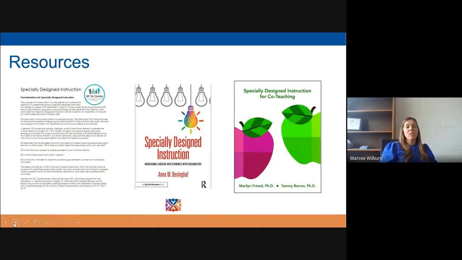All right, so resources that you will have access to. The first one is just considerations for SDI. This is what that SDI checklist is a part of. I will link this when I send the PowerPoint on to Todd to share with you all.